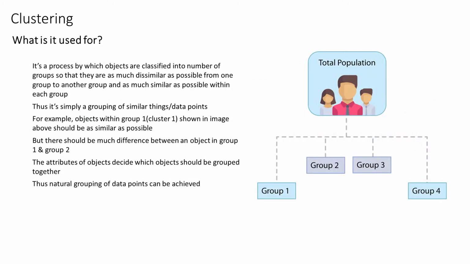The k-means clustering algorithm is a process by which objects are classified into a number of groups so that they are as much dissimilar as possible from one group to another and as similar as possible within each group. K-means clustering is a grouping of similar things or data. Let's say a business wants to organize customers into groups or segments based on similar traits, product preferences, and expectations. Segments are constructed on the basis of the customer demographic characteristics, psychographics, past behavior, and product use behaviors.